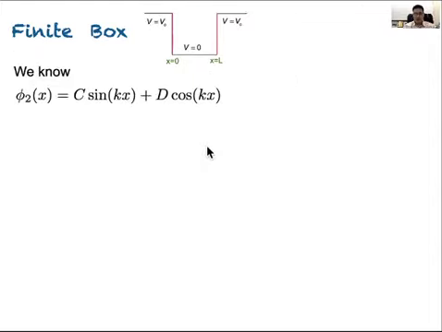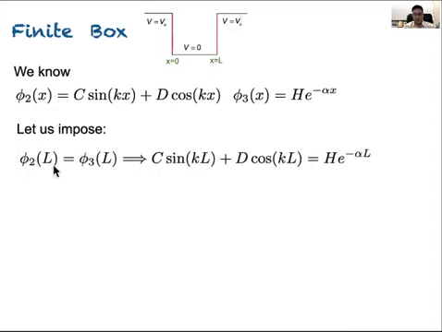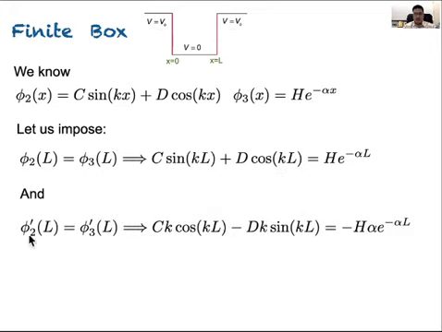Now the similar boundary condition we can apply at x equal to L. So the wave function in region 2 is this one which we have written in the previous slide, and the wave function in region 3 is only H times e to the power minus alpha x. So first condition, phi 2 of L is equal to phi 3 of L. So when you apply this, it will be H times e to the power minus alpha L, and here if you apply, C times sine kL plus D times cosine kL, and when you apply the derivative, then you know what the derivative will come.